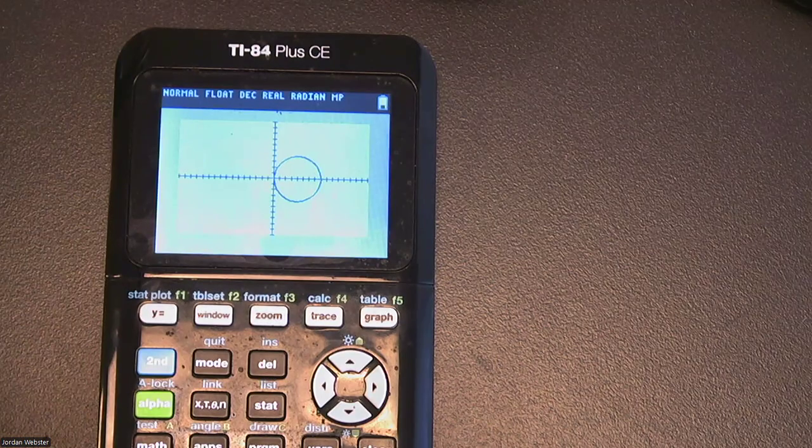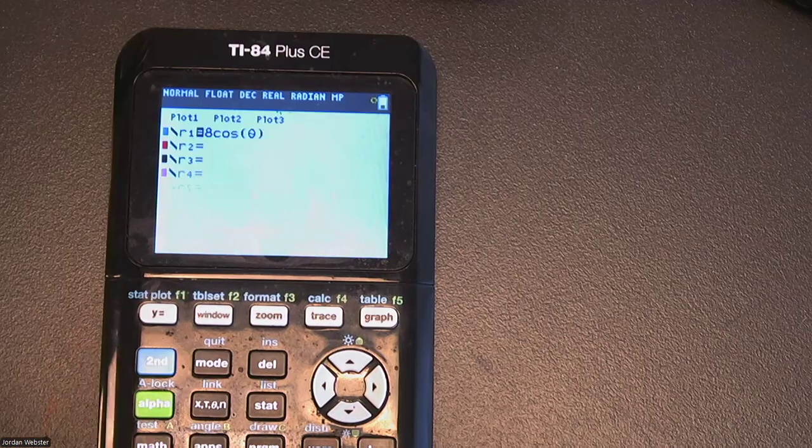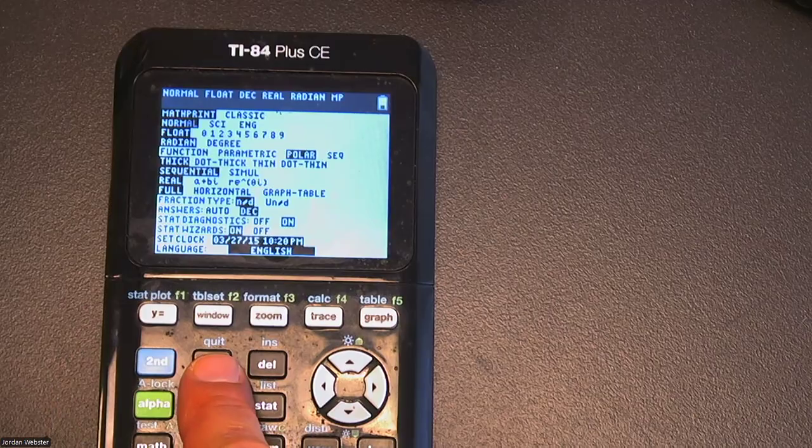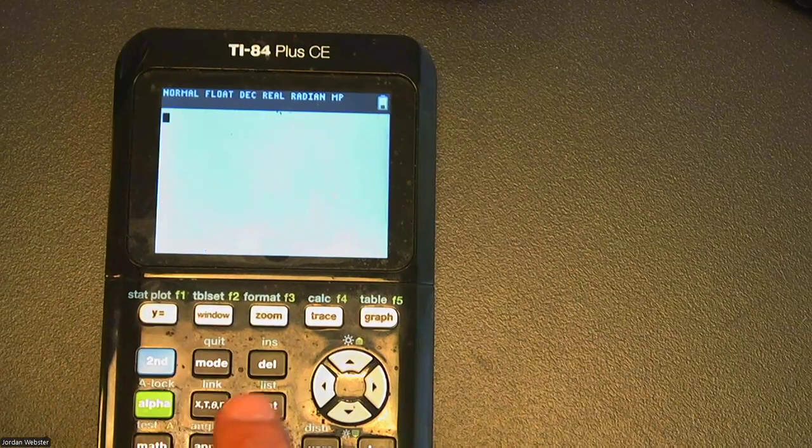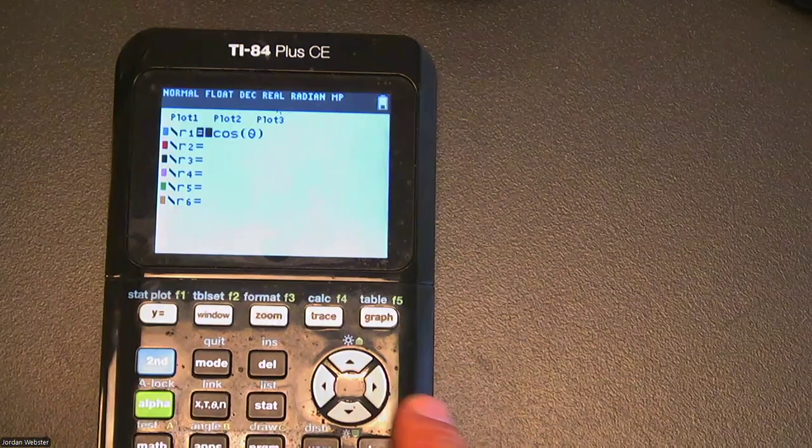So you can see there's a number of different ways I can get circles. I can get circles using just r equals a number. I can get circles by coefficient times sine of theta, or coefficient times cosine of theta. Now, make sure you're in radian mode because we're going to be using radians here.